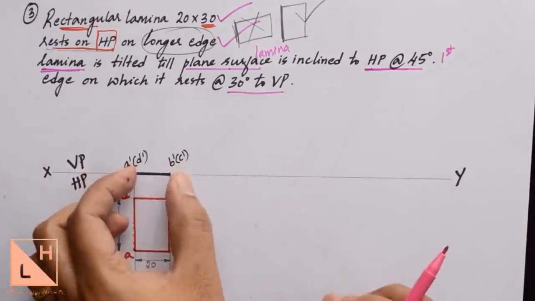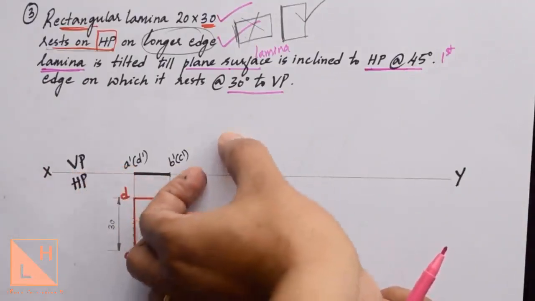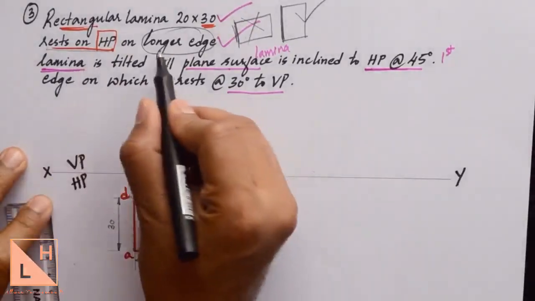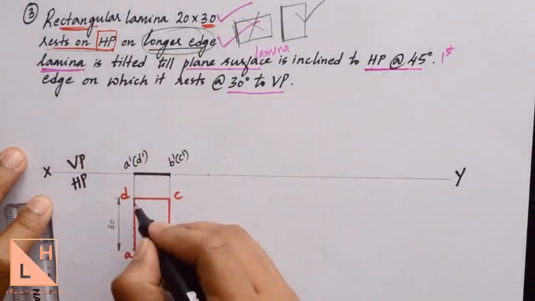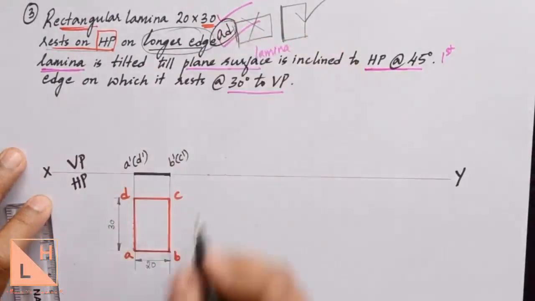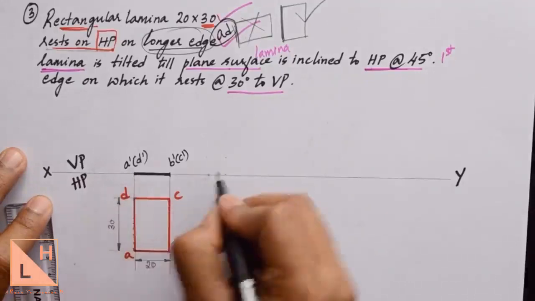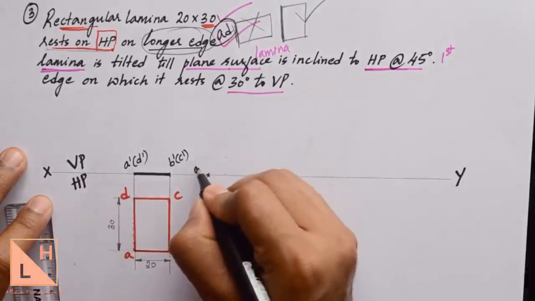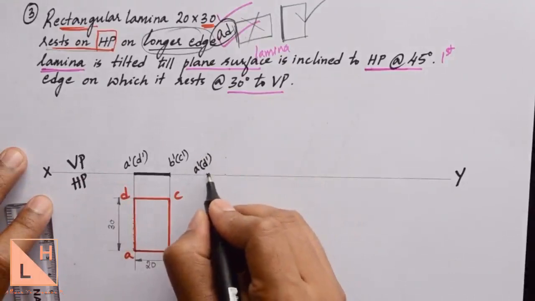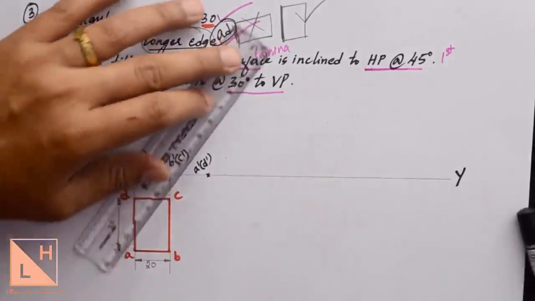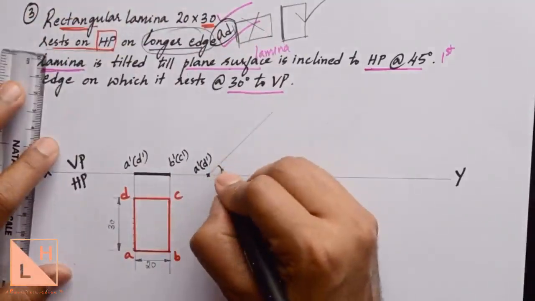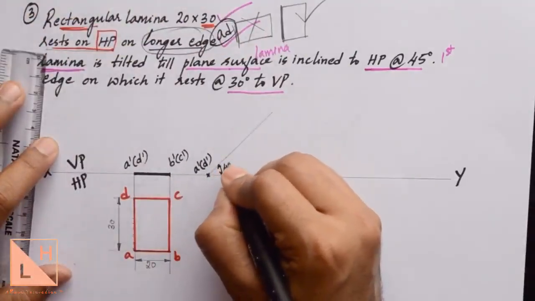In the next position you just need to rotate it to an angle of 45 degrees. Remember, it is resting on the longer edge. The longer edge that we are going to select is the one on the left side, that is AD in this case. So we'll keep the points A dash D dash on the XY line only. Then you can take a protractor, keeping this as a reference point, and draw a 45 degree line. This angle should be 45 degrees.